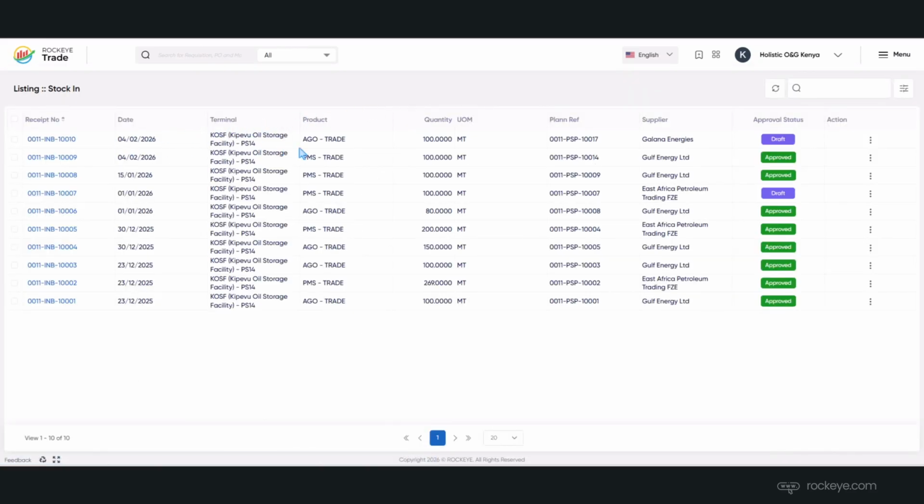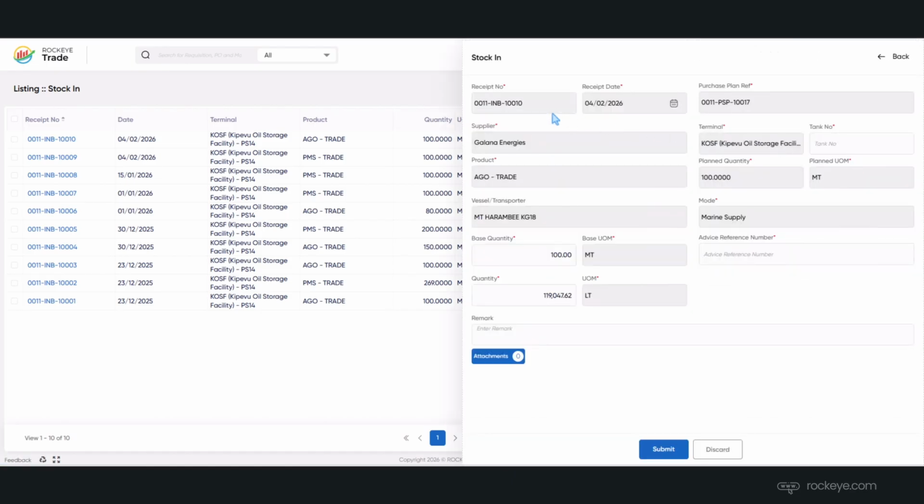Selecting a pending record allows the operator to verify supplier details against the actual quantities received. Detailed stock entries capture the precise receipt date to ensure accurate aging and inventory valuation reports. The purchase plan reference maintains strict traceability between the original procurement strategy and the final delivery.